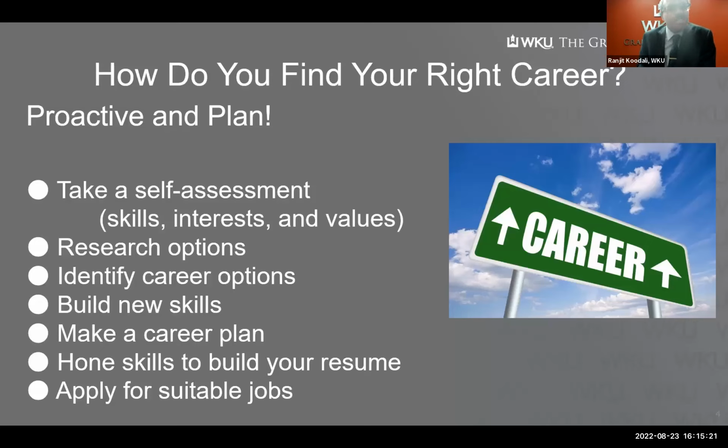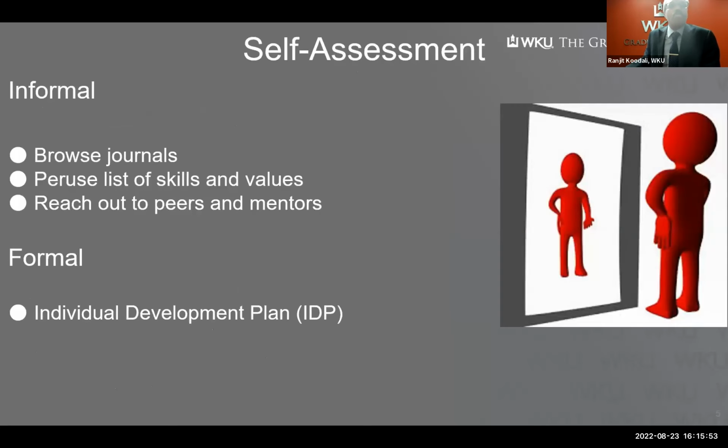Obviously, you'll need to research your options, and then you have to identify your career options. For example, if you are interested in a certain career and you do not have the skills, you will need to build the skills during your graduate studies, either through internship opportunities or through coursework. And then you can make a career plan. And then as you are planning to graduate, you hone the skills, you improve upon the skills, and then you can apply for a suitable job so you remain competitive. So this is the planning that is involved.